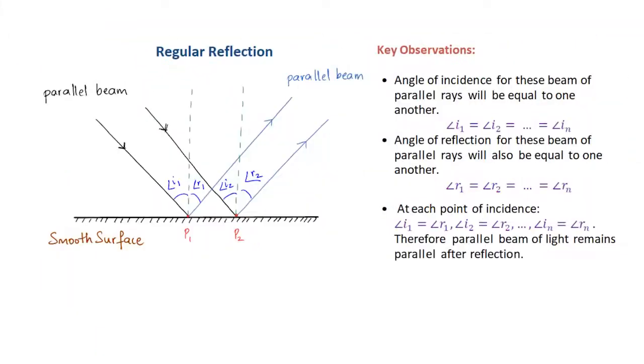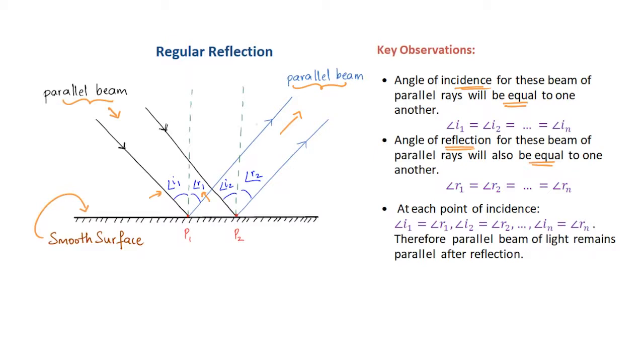So now consider the following situation. Consider a smooth surface and imagine that a parallel beam of light falls on this surface. What can you tell me about the angle of incidence for all these rays? The angle of incidence for all these rays will be the same. Furthermore, the angle of reflection for all these rays will also be the same. Therefore, the parallel beam of light remains parallel even after reflection.